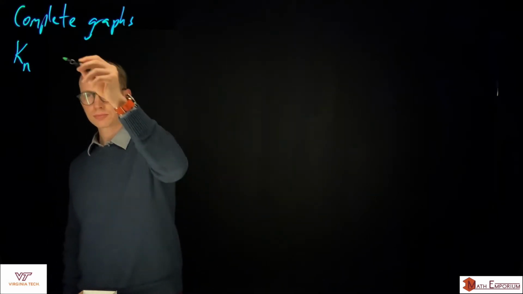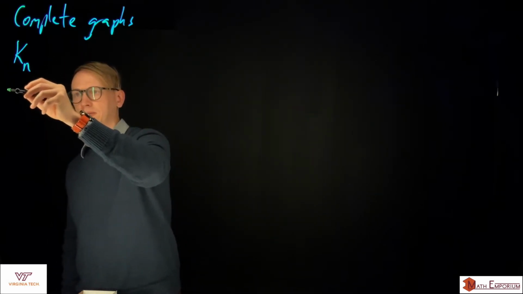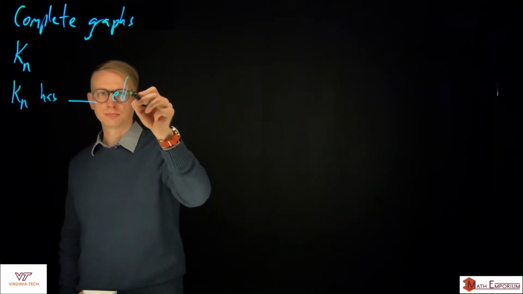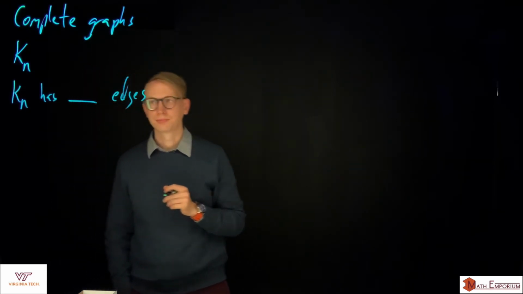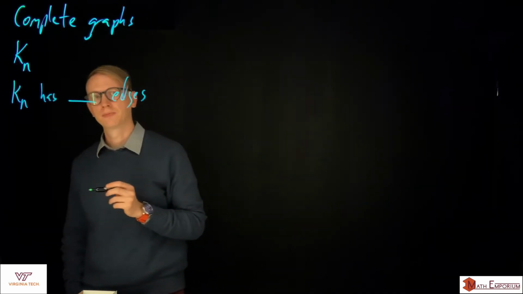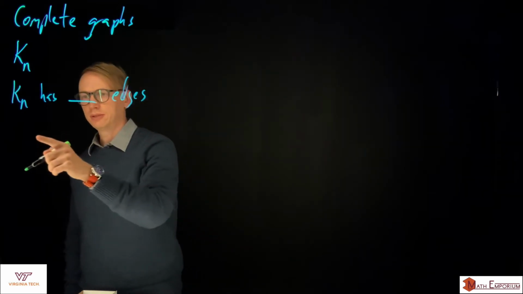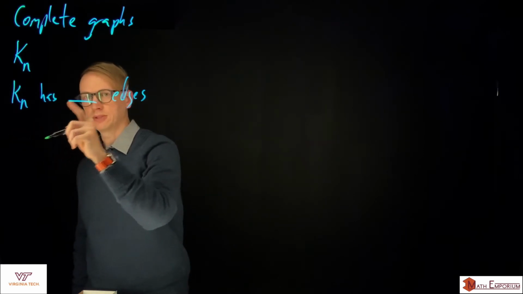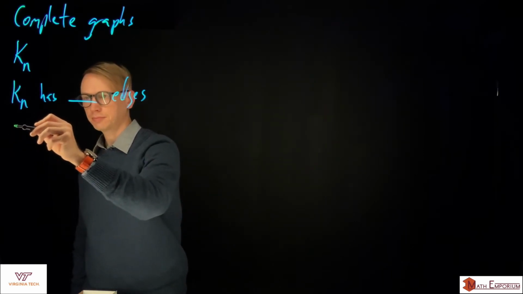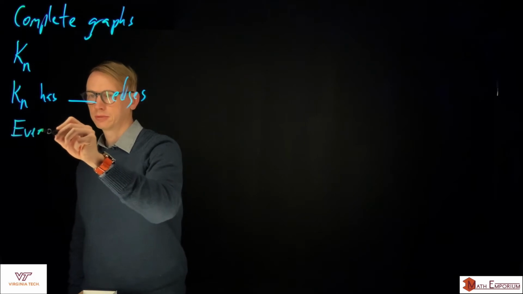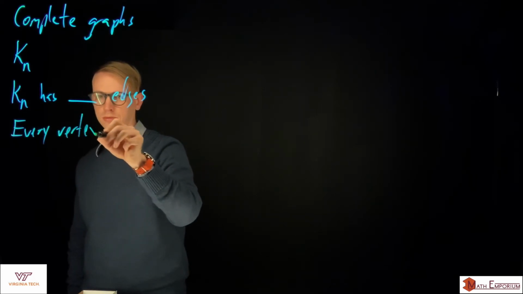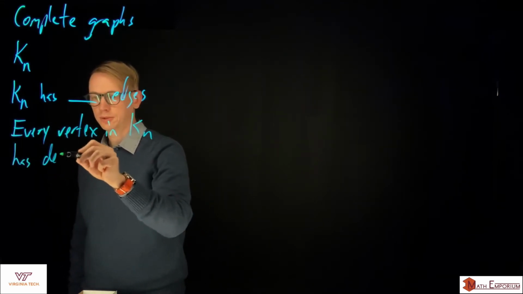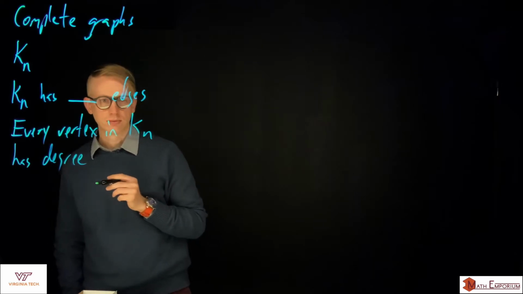All right, we'd like to make a few statements here. So Kn has how many edges? We can always answer this question. Let's figure out the answer here. I would actually say here's another place where sum of degrees is incredibly important. So let's answer a few other questions and then come back and fill that in. Every vertex in Kn has degree what? I think you figured it out.